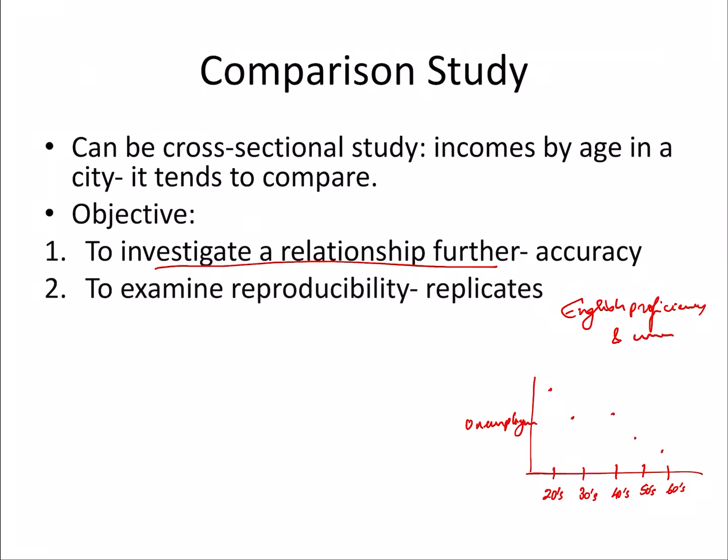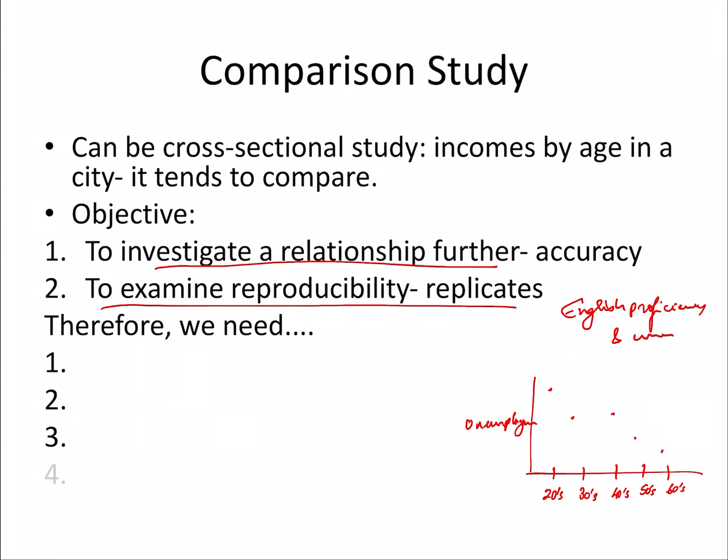So the goal of a cross-sectional or comparison study is to investigate a relationship further for its accuracy. It's also to look at reproducibility of results. You can replicate results. So basically, for any kind of research, we need to have variables. We need measures for those variables. We need a way to record those changes. And we need a consistent way to measure.